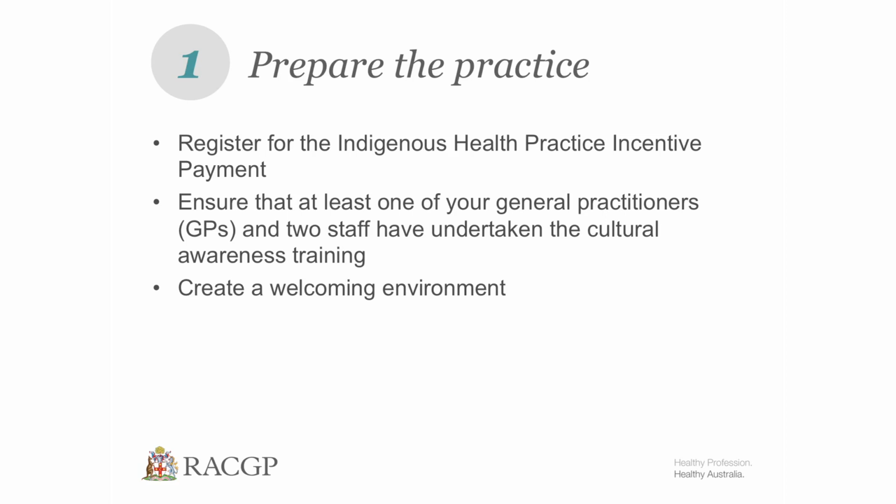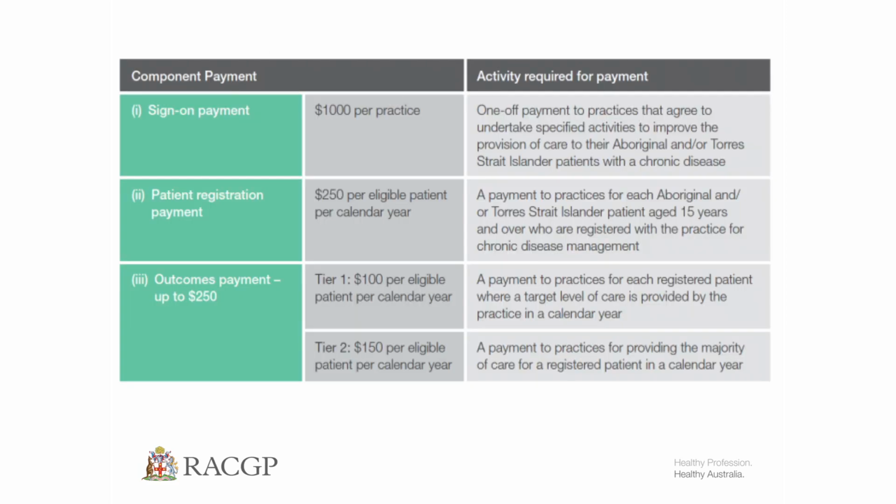If we move on to the next slide. So this is just about the Indigenous Health Practice Incentive Payment. When the practice signs on, you get a one-off payment of $1,000 for your practice. For each patient that you register, you get $250 per eligible patient each calendar year. And so you register people each year for the practice incentive payment. And then when you provide the majority of Medicare-funded care for a patient, you get extra payments. So if you provide a majority of care for a registered patient in a calendar year, then you get $150 for each patient in the year.